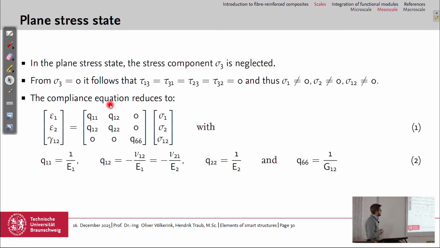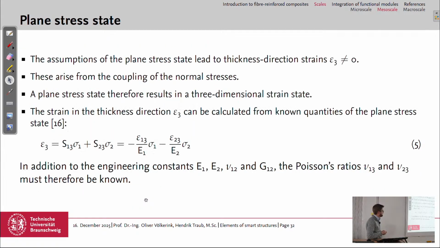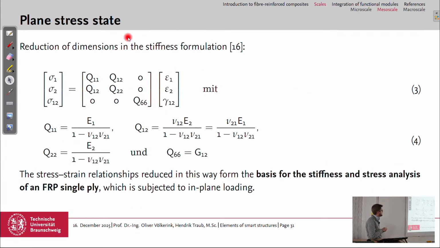And then our compliance equation, or the materials equation, reduces to only 3 components and not 6 for full 3D. And the classic lamination theory we will have a look at later on also assumes this plane stress condition. So we have a description for the stiffness of a single ply, looking like this with these 5 components.